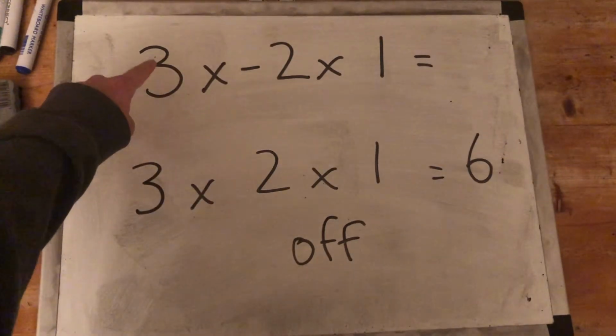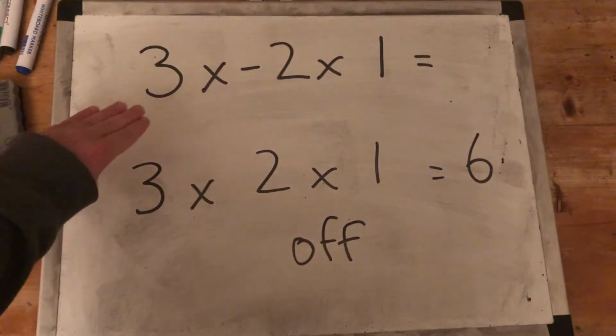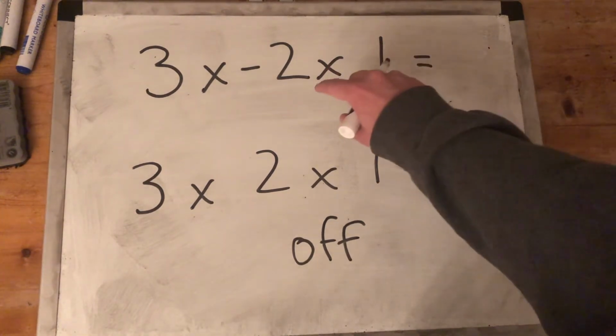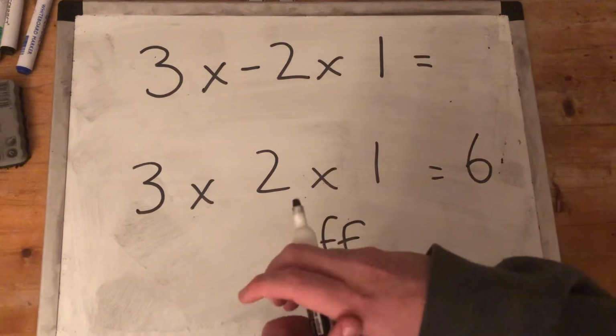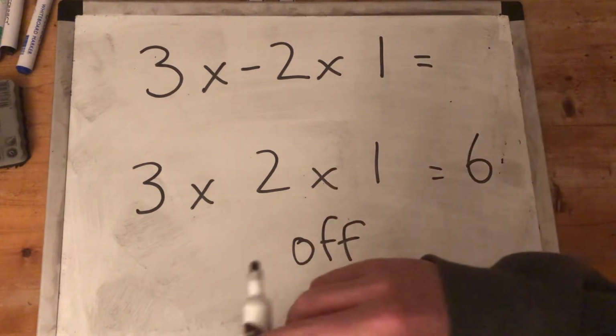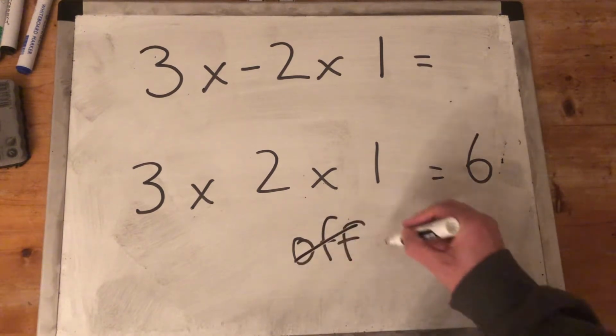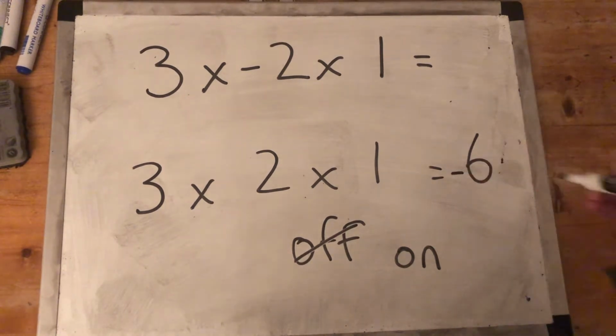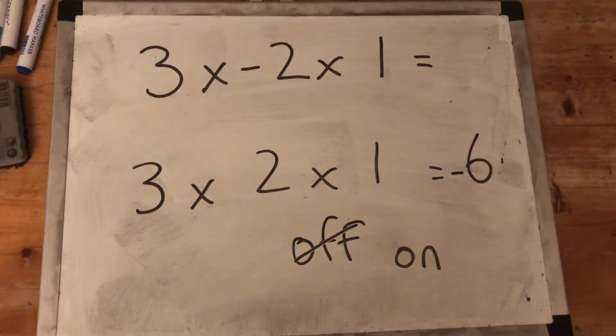So 3 and 3, they're the same. We're not going to flick our light switch yet. Minus 2 and 2, they're different. So we're going to flick our light switch. It was off, we flicked it, so now it's going to be on. When the light switch is on, we can see the negative number sign. So now our answer is minus 6.